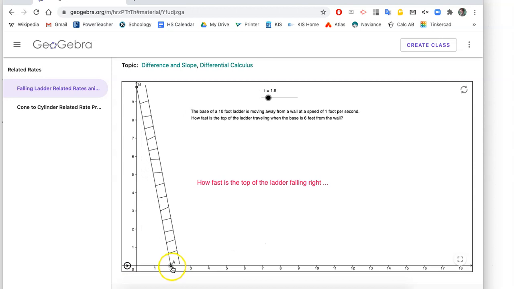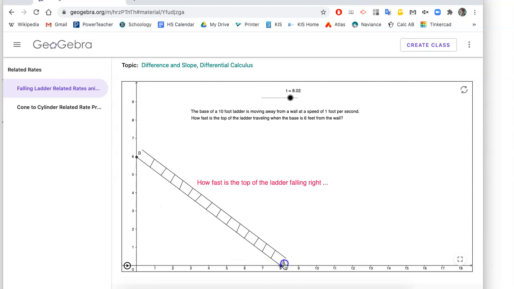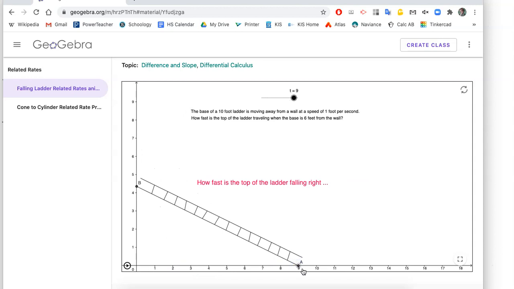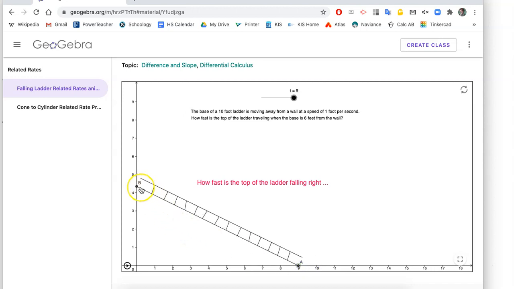I can show you that by moving A from 0 to 1 and observing point B. B barely moves at all, so the velocity of B is very, very small. On the other hand, later on, when the ladder is almost at the floor, if I move A from 9 to 10, which is the same increment of 1, what happens to B? B moves enormously. The velocity of B is huge at that point. B moves from 4 point something all the way to 0.